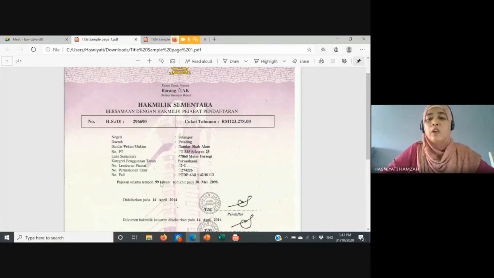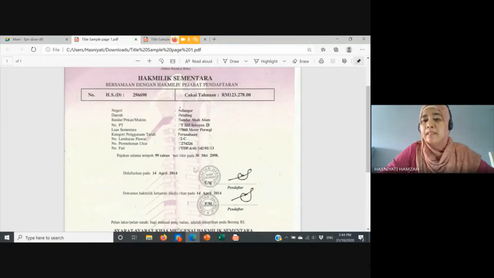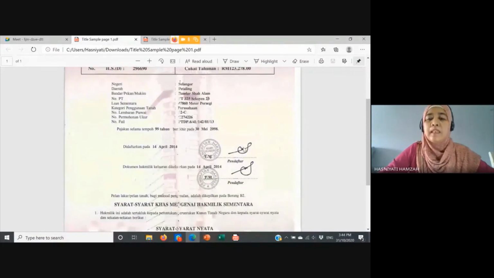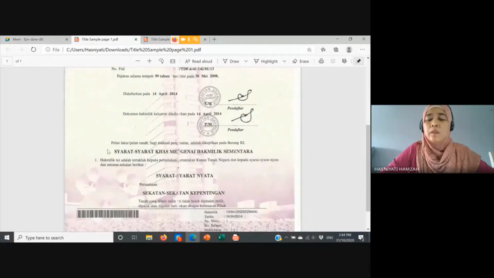Whether it's leasehold or freehold, in this case this title is a leasehold, and you can see the expiry date. Importantly, it must be under the hand and seal of the registrar. It must be signed and stamped. Without this, the title has no effect. Any land title must be under the hand and seal of the registrar. So again, what else? The express condition, the restriction in interest.